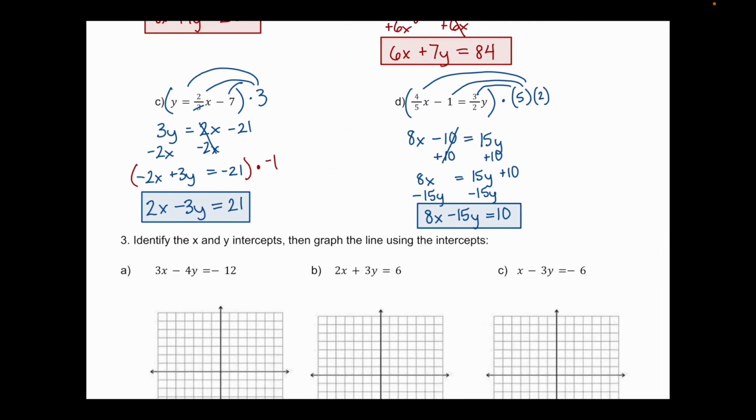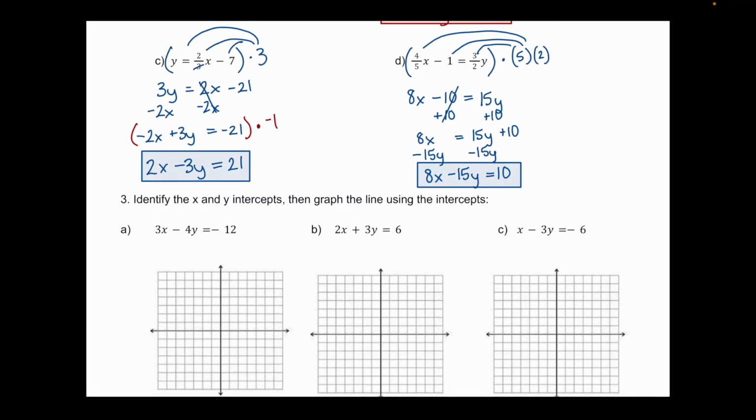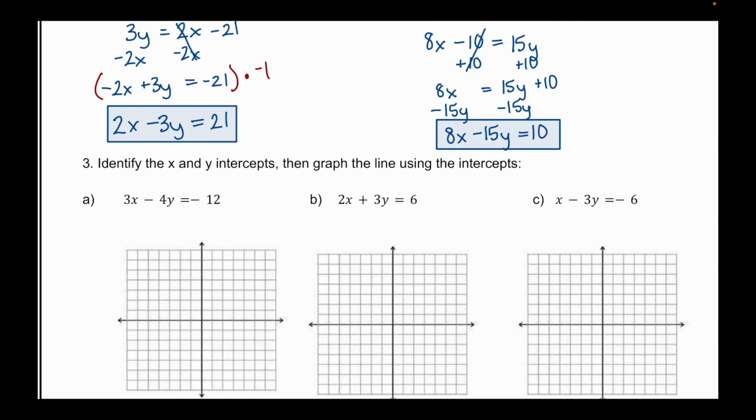Okay, for number 3, we have parts A, B, and C, and all of these are in standard form. Our job here is to identify the x and y intercepts and then graph the line using the intercepts. Since I don't have a ton of space, I am not going to show all of the plugging in. I am going to use the cover-up method.